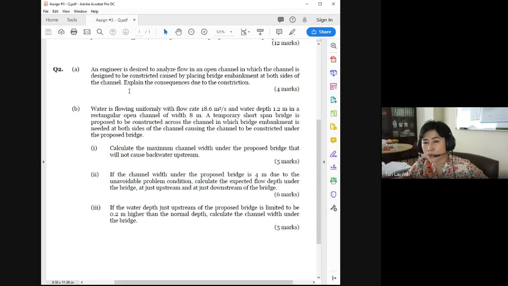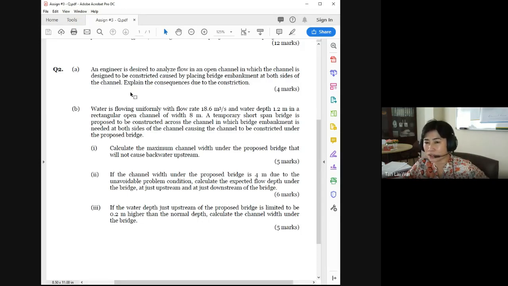You are supposed to analyze flow in an open channel. It doesn't matter whether it's an open drain or river. And then this channel is designed to be constricted. It could be due to when they propose some structure that constricts the width of the channel. So explain the consequences due to the constriction.